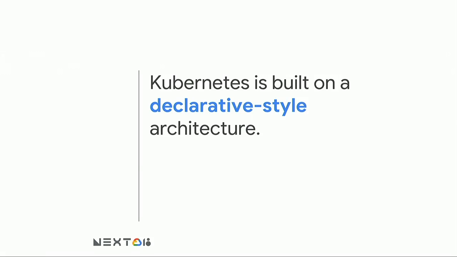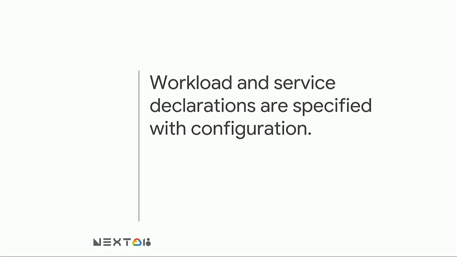So as I've covered, Kubernetes is built on a declarative style architecture where you declare the state that you want, and it drives that observed state to the state that you declared. What this means is that you end up with a lot of different configuration files. The workloads and the services are all specified with configuration. So what do you do with all that configuration? Well, at Google, we've actually had this problem for quite some time, so we have a fairly good experience on how to deal with this.